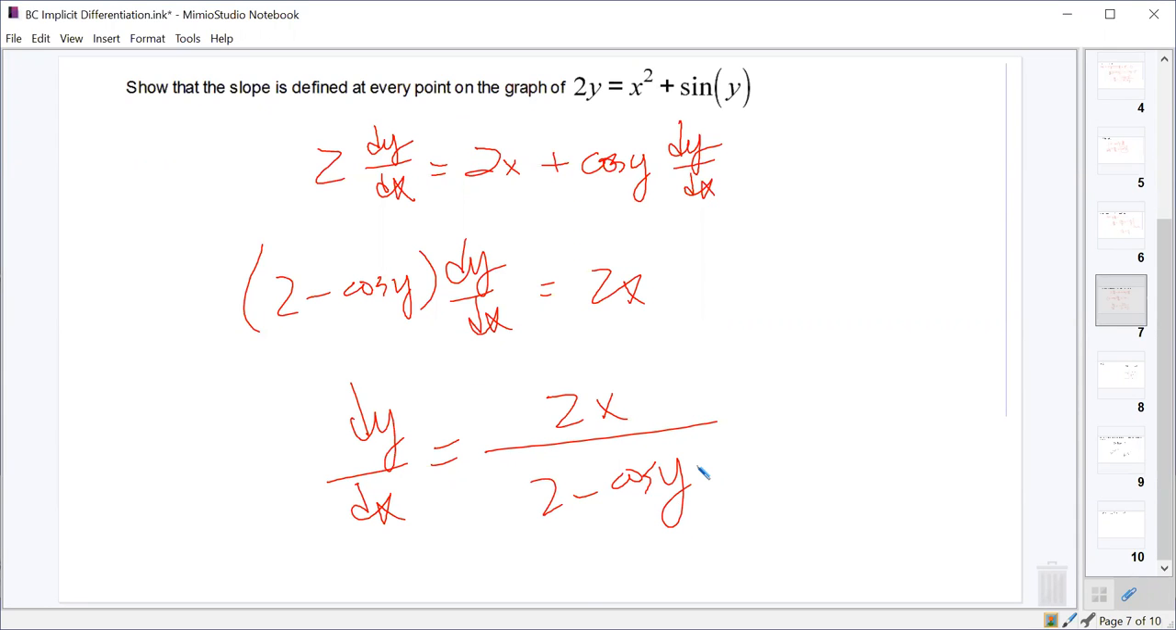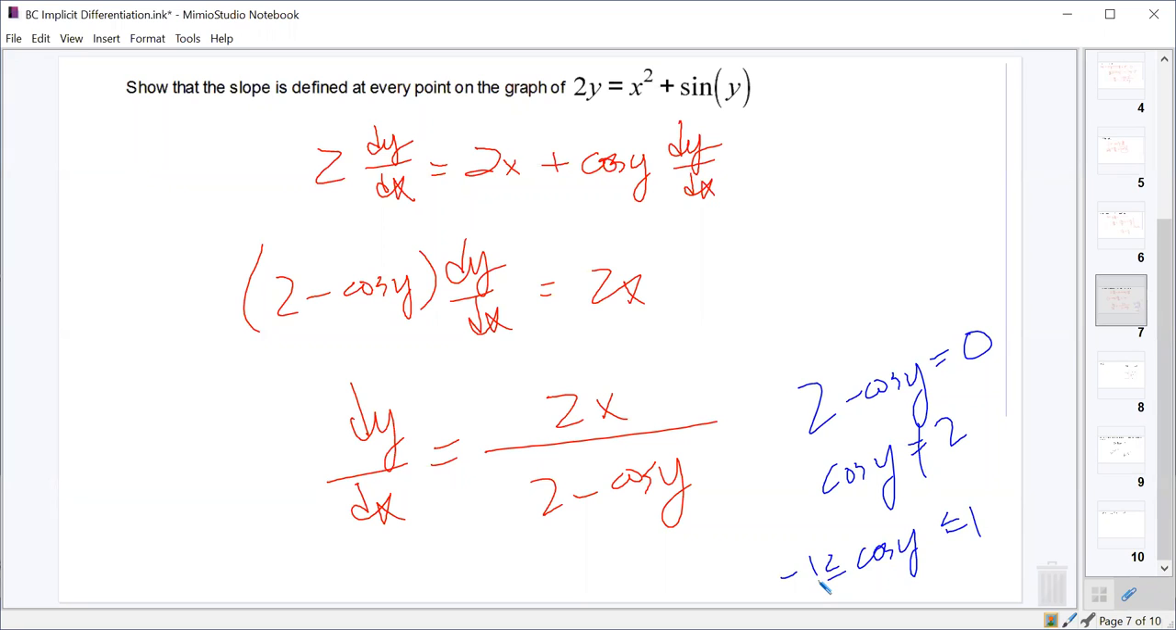And so why is this defined at every point? Well, for any x value, we could plug that in and get a number. The only thing that would make this undefined is if 2 minus cosine y were to equal 0, which would tell us that cosine y would equal 2. But we should know that cosine y cannot equal 2, because the cosine of any number is always between negative 1 and 1. Good? Easy? Spectacular.